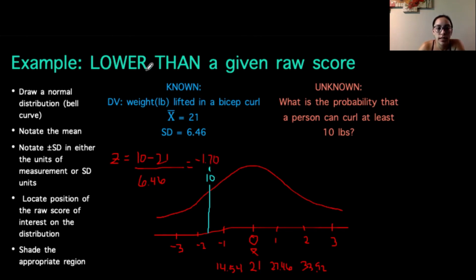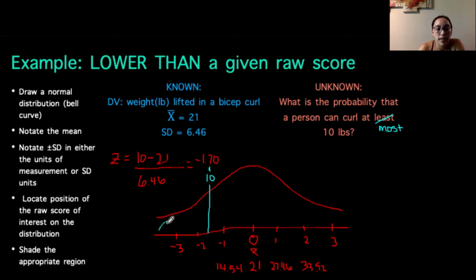We're interested in the probability that a person can curl at least 10 pounds. So that means I'll fix this on your PowerPoint, but this should say at most. I was copying examples, so I'll just fix that now. This should be at most 10 pounds, meaning they can lift 10 pounds or less, right? Because we're looking at lower than a given raw score.